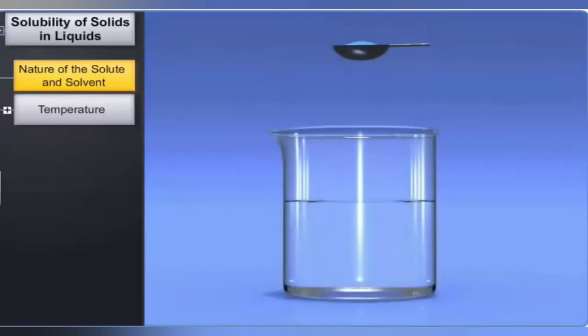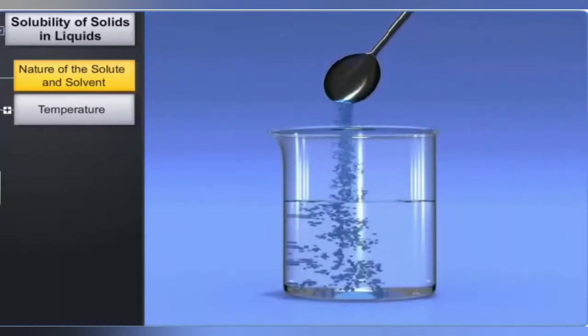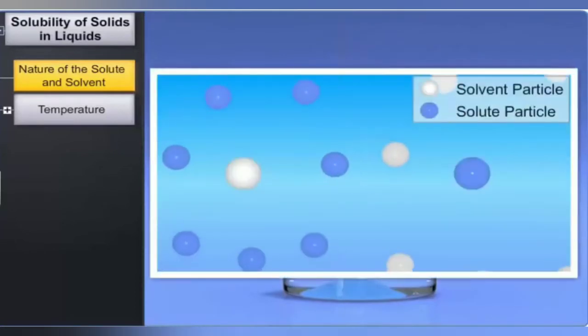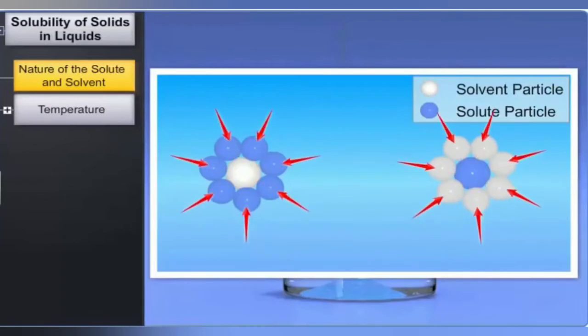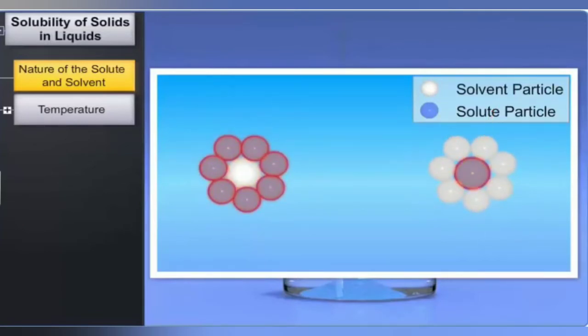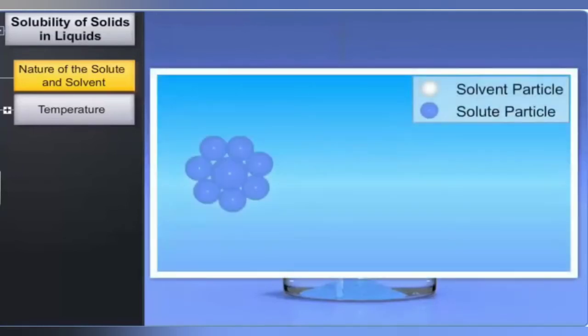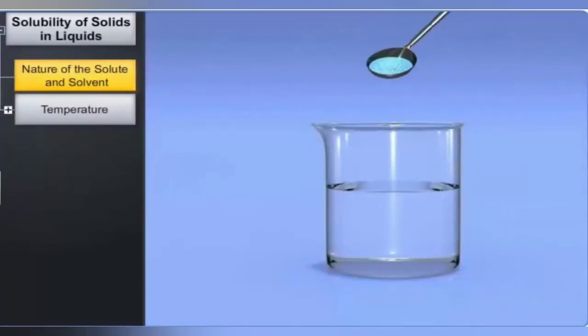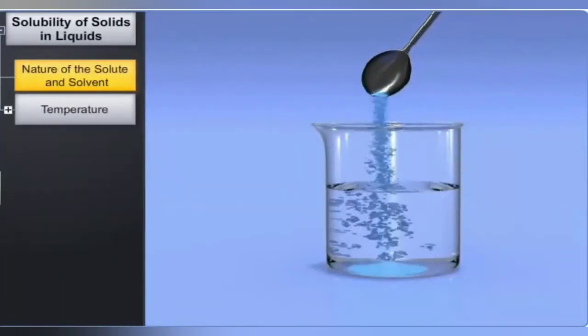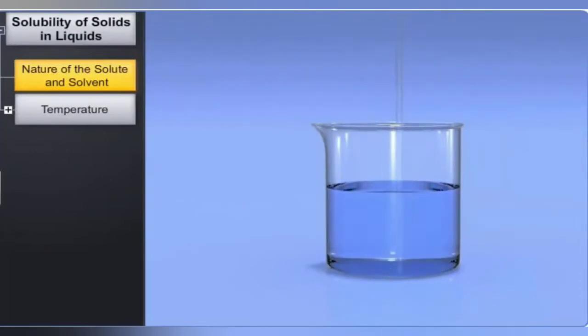We can explain this behavior in terms of the interaction between particles of the solute and the solvent. The solubility of ionic compounds is the result of the strong electrostatic interaction between the ions of the solute and the polar molecules of the solvent. The solubility of nonpolar solutes is the result of similar solute-solute, solute-solvent, and solvent-solvent interactions. When a solid solute is added to a solvent, its concentration in the solution increases. This process is known as dissolution.